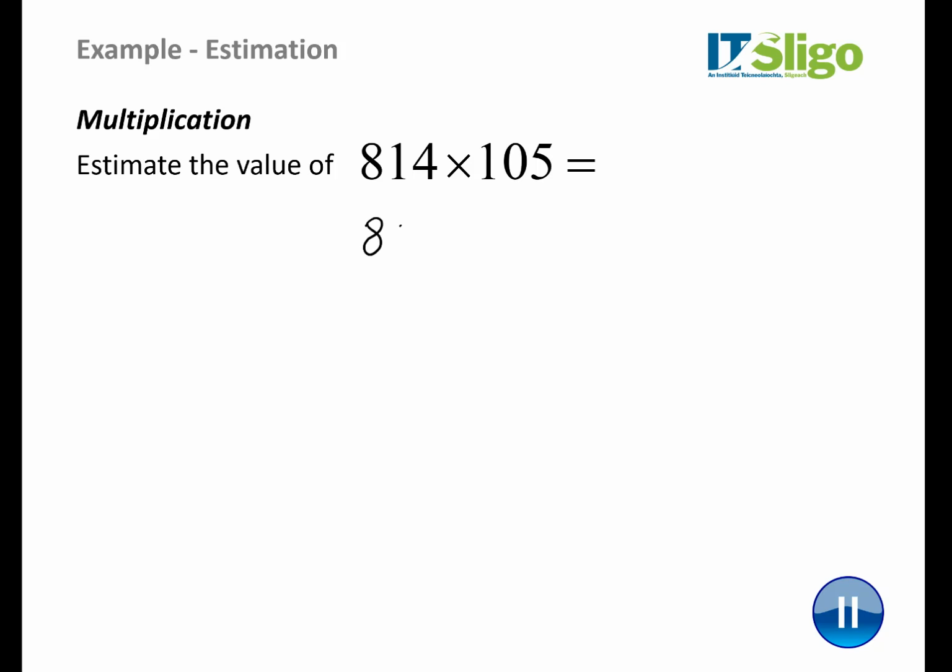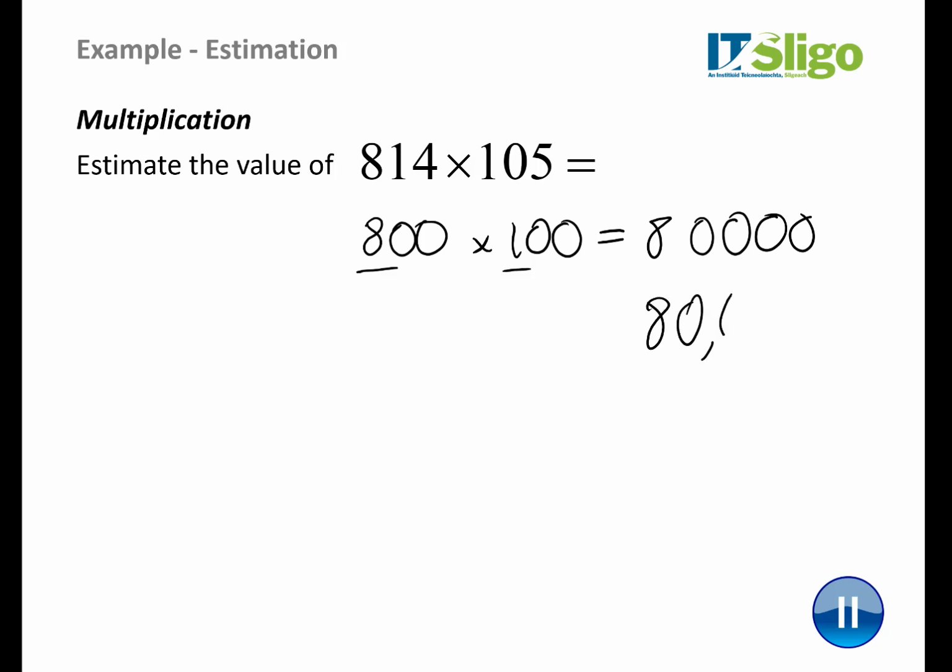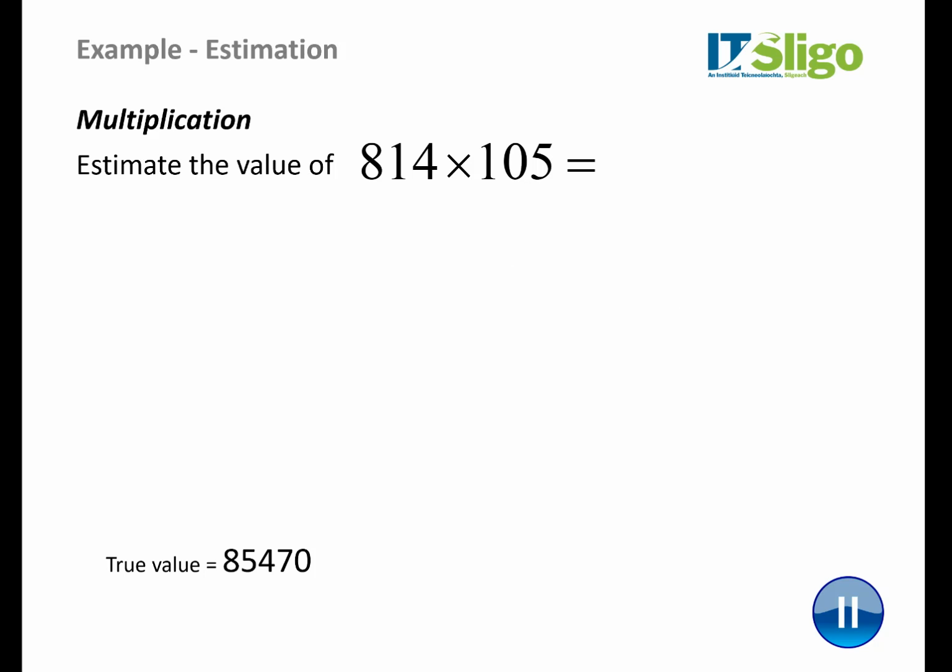So this, guys, I would say is 800 by 100. 8 by 1 is 8, and 4 zeros. So my answer is in the tens of thousands. That's what's crucial. The 80 gives me a good guide of how close I am. When I work out the true answer, I see it's this, and both of these are the same order of magnitude. They're both in the tens of thousands. That's what my estimate is about.